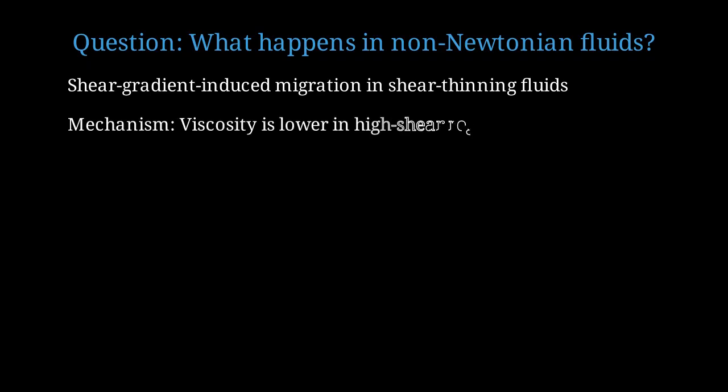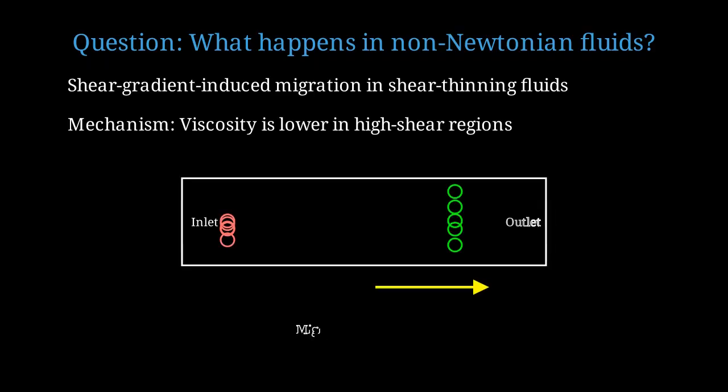The mechanism is subtle. Particles preferentially move toward regions of lower viscosity, which are typically the high shear regions near walls. This is opposite to Newtonian inertial migration. Particles enter uniformly at the inlet, but as they flow through a shear thinning fluid, they migrate toward the walls where shear rates and velocities are higher, but viscosity is lower.